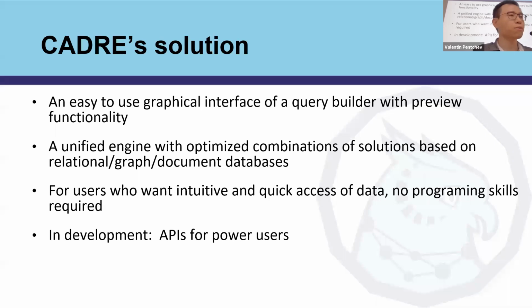So the CADRE solution, beyond the easy-to-use graphical interface we saw earlier, is really a unified search engine, if you will, with an optimized combination of different types of database technologies. We are considering relational, graph, and document databases. Each of them has strengths and weaknesses. When combined for appropriate purposes, we hope to achieve better performance. In this case, I think we already achieved orders of magnitude improvement compared to our pretty terrible installation previously. But we are just in the starting stage.